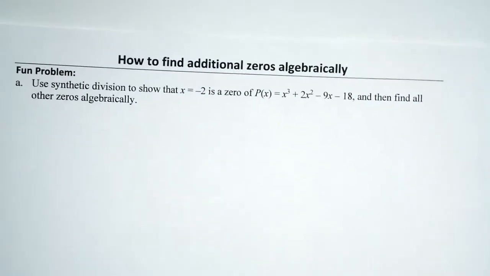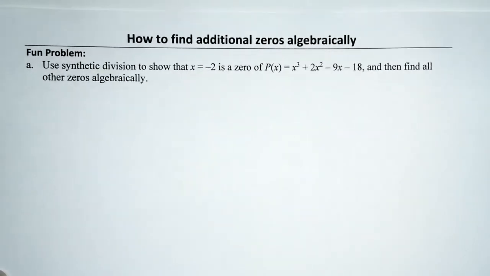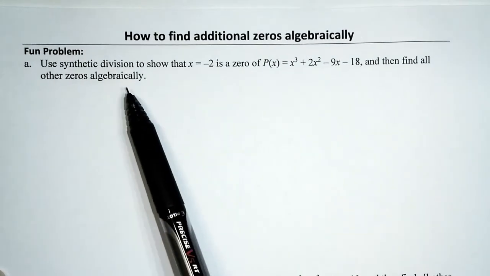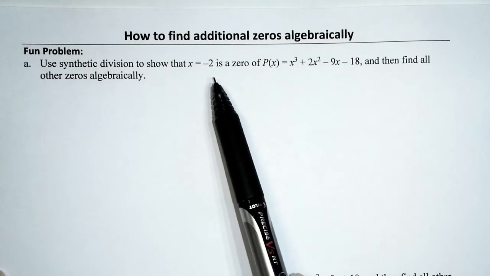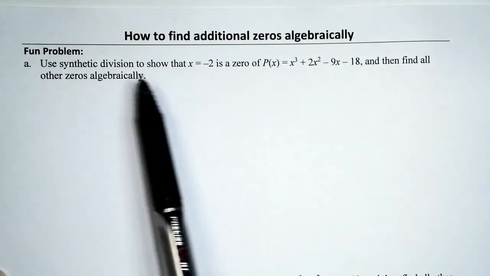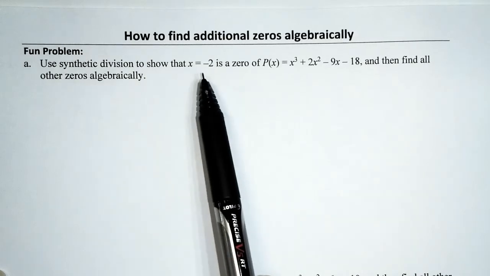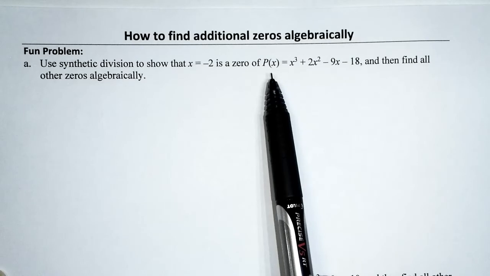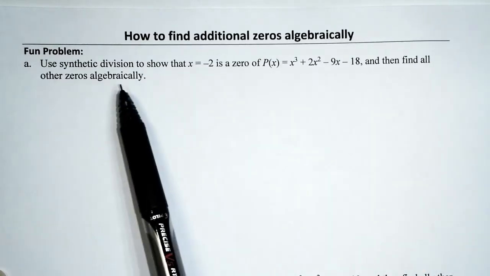Cool. All right, so this problem, you're totally going to see this on the assessment. It says use synthetic division to show that x equals -2 is a zero of p of x equals, you can read. Use synthetic division to show that x equals -2 is a zero of the polynomial p of x, and then find all other zeros algebraically.